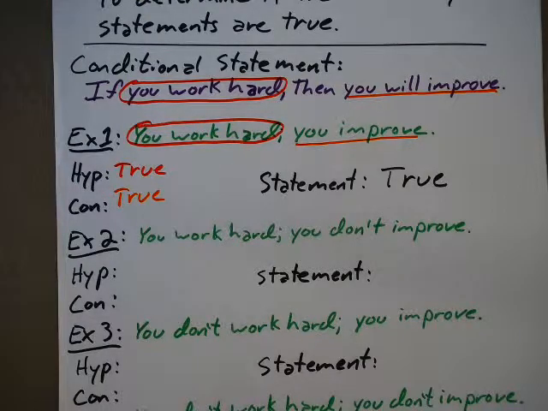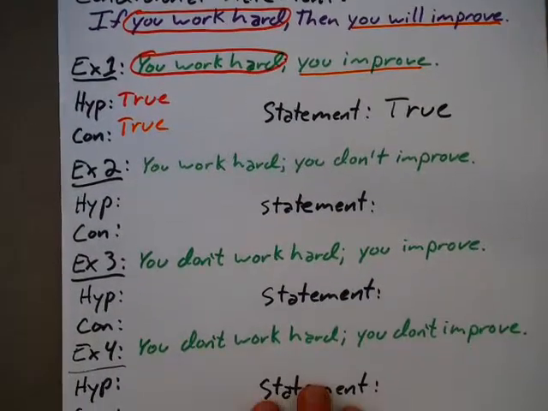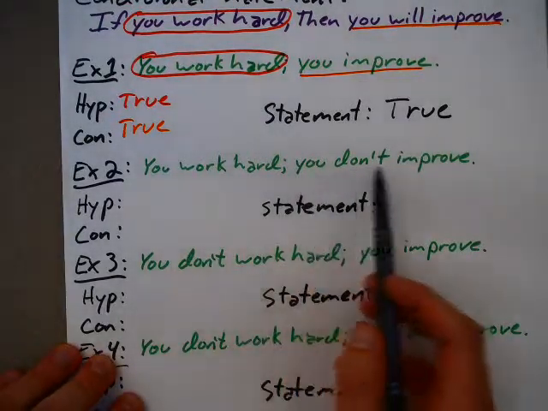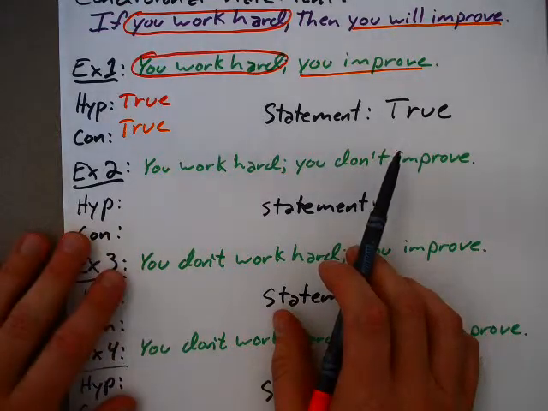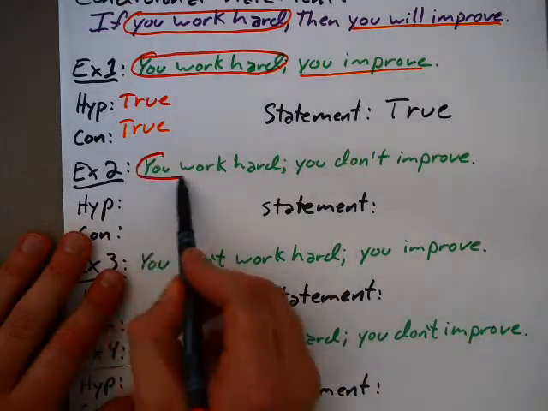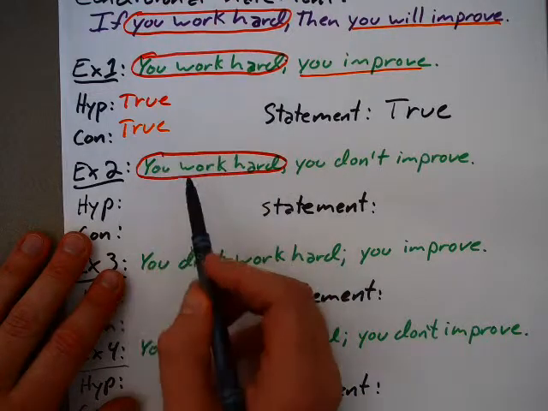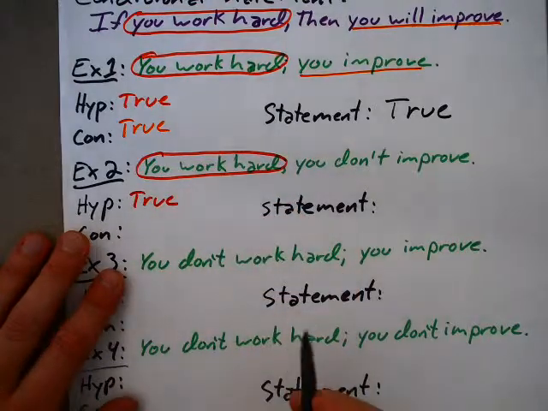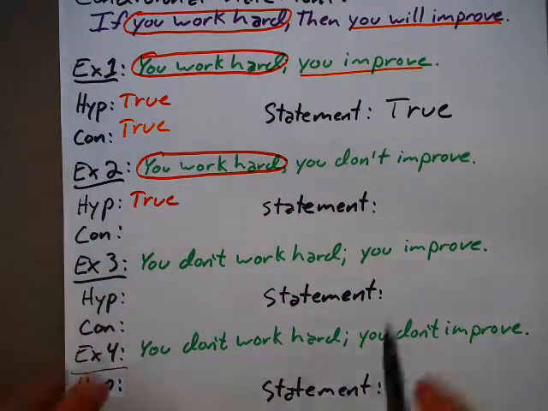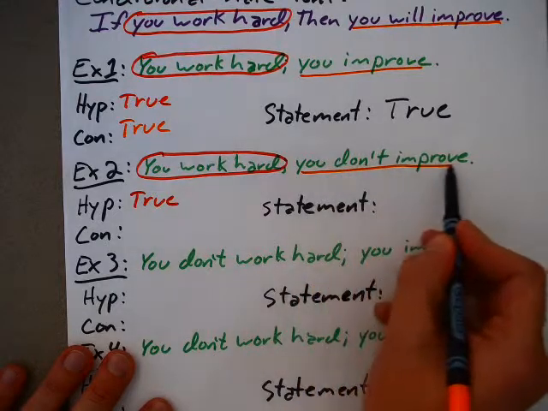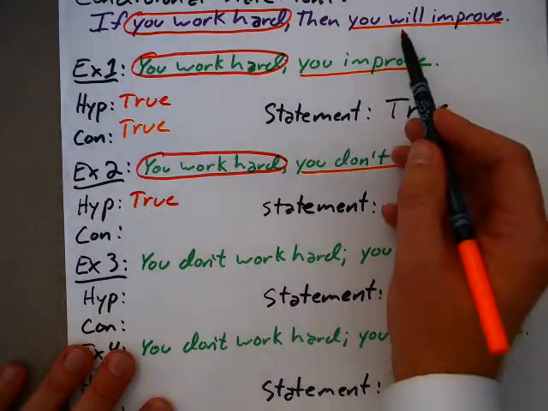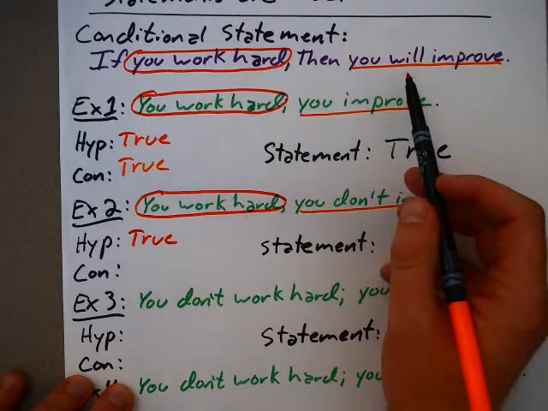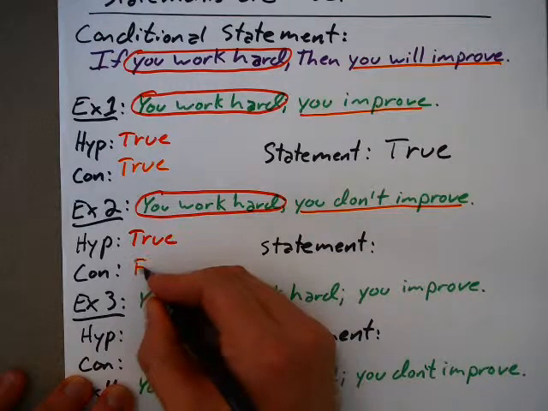Let's take a look at example number 2. Example number 2 says you work hard, you don't improve. So it's a little different. Again, let's circle our hypothesis. You work hard, and yes, it's the same, so this is going to be true. But our conclusion is a little different. It says you don't improve, which is not the same as our original. So because they are different, we're going to say that this is false.